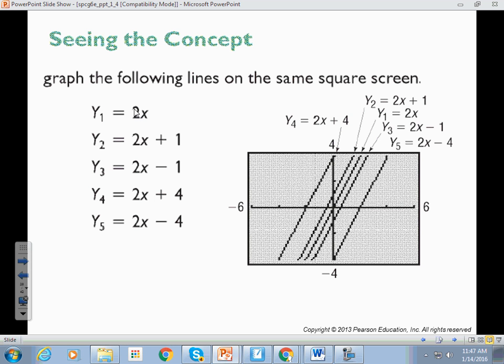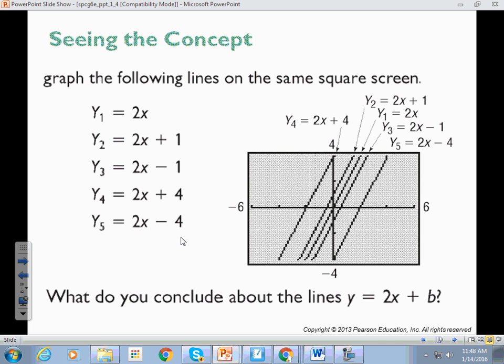Now let's look at lines with all the same slope. Each of these lines has a slope of 2, and it's just their y-intercepts that change. So what can we conclude about lines that have the same slope? That's right, Jimmy. Lines with the same slope are all parallel.